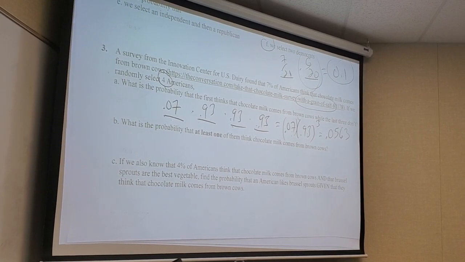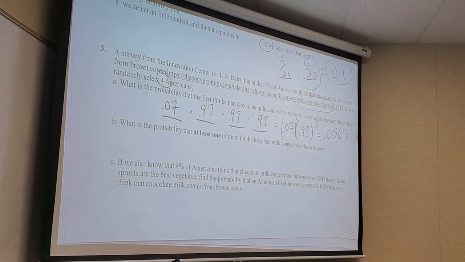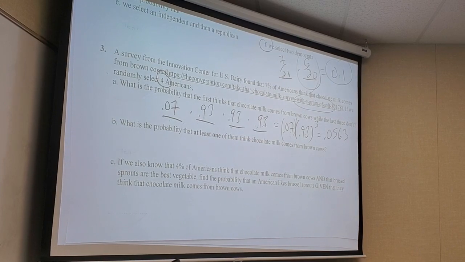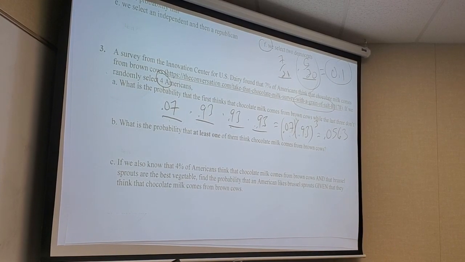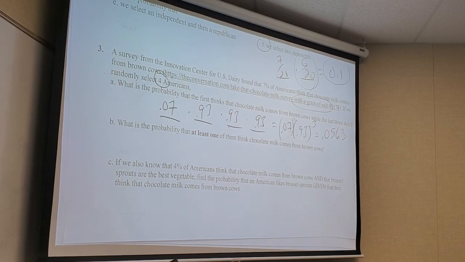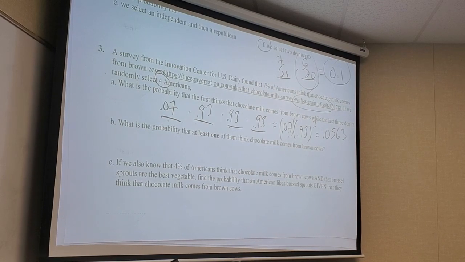One really great thing about probabilities: if the probability it's going to rain today is 5%, what's the probability it's not going to rain? 1 minus that, correct? If I calculate the opposite probability and do 1 minus that, I get the actual answer. What is the opposite of at least 1?